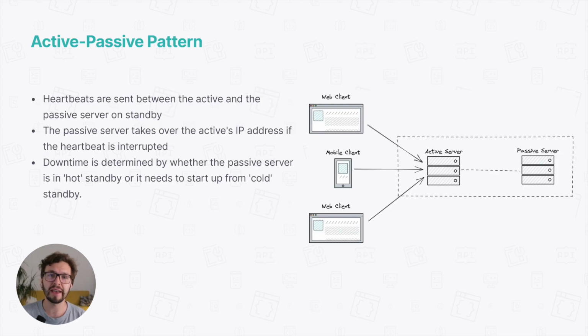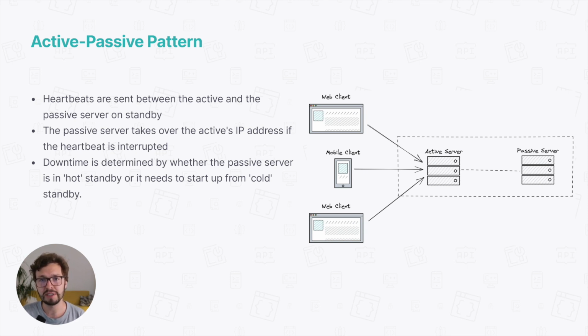First, we look at the active-passive pattern. And as you see, we do have two servers in our system. One is actively handling requests from clients while the passive server just sits there. Both servers are connected by a heartbeat. So the passive server knows once the heartbeat stops, the active server has gone down for some reason. And the passive server now has to become active.